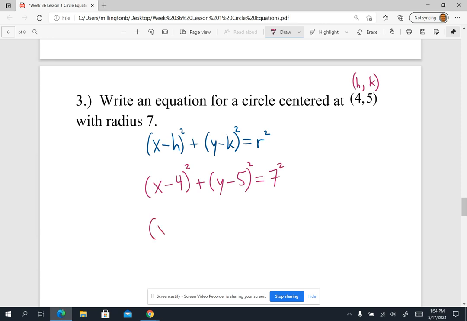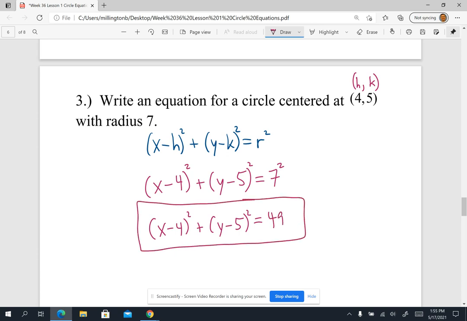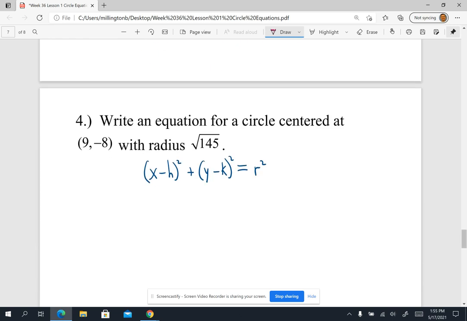And if you want to follow the same format that we've been using on the previous problems, you would rewrite it as x minus 4 squared plus y minus 5 squared equals 49. And that would be your equation. You're doing great. Let's keep going.